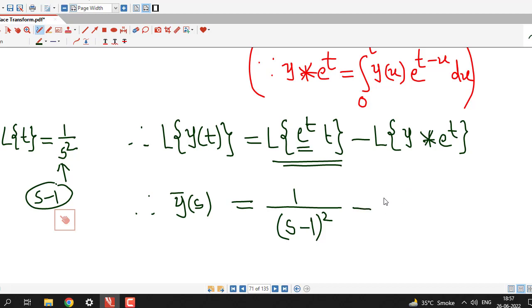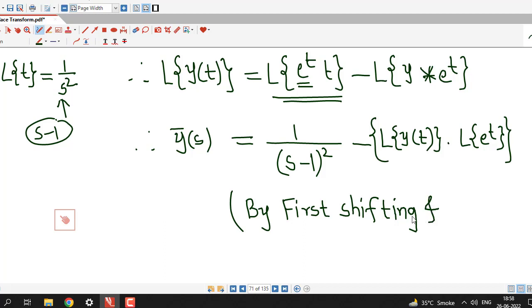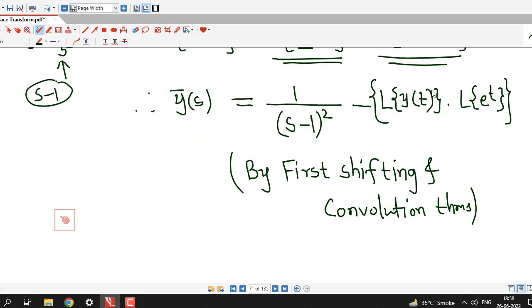And here, by the convolution theorem, this is the Laplace transform of y times the Laplace transform of e^t. So let me write this in the bracket. We are applying two results, first shifting theorem and convolution theorem. Using these two results we are able to write down these two Laplace transforms.